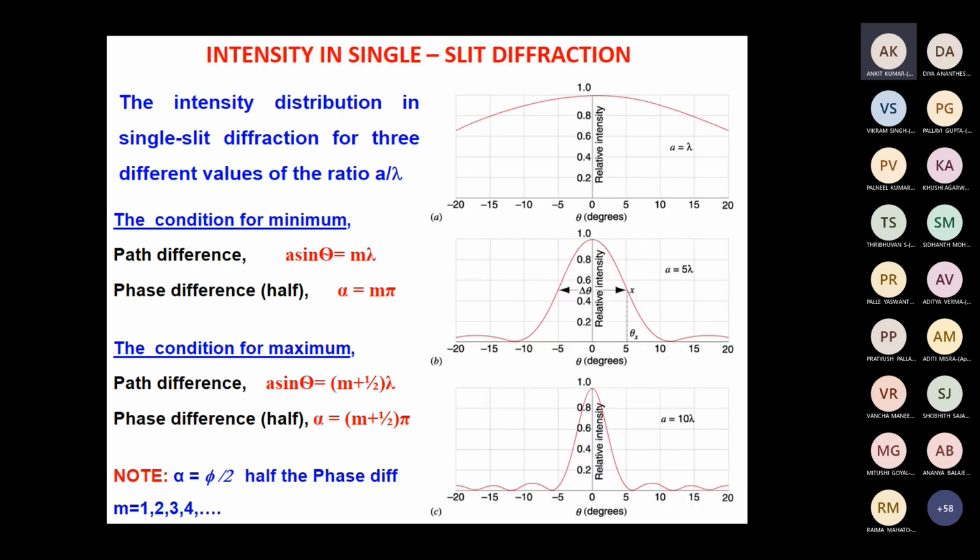It's very simple. You take a sin theta is equal to m lambda, right? You will see here, if you substitute a is equal to lambda, what will happen? Sin theta is equal to m, right? So if you want to get the first bright fringe, then theta should be how much? 90, right? So the entire screen will be covered by only the central maxima.